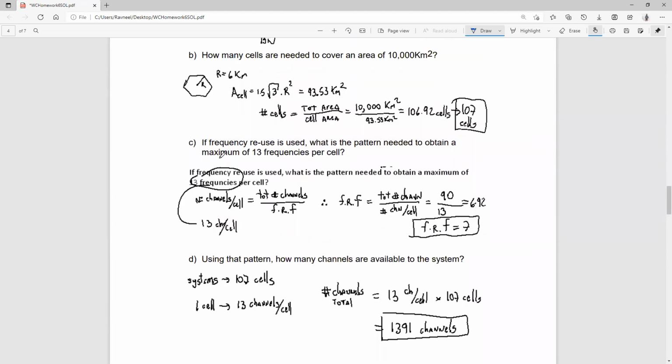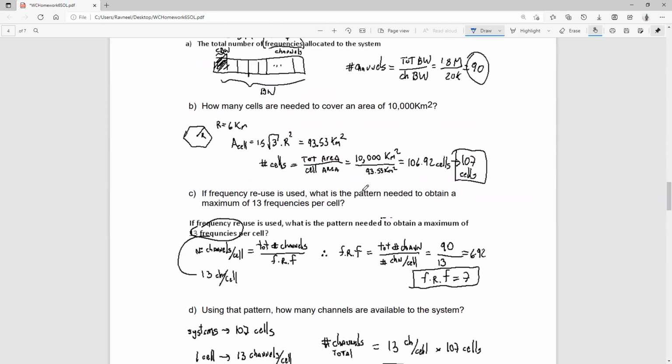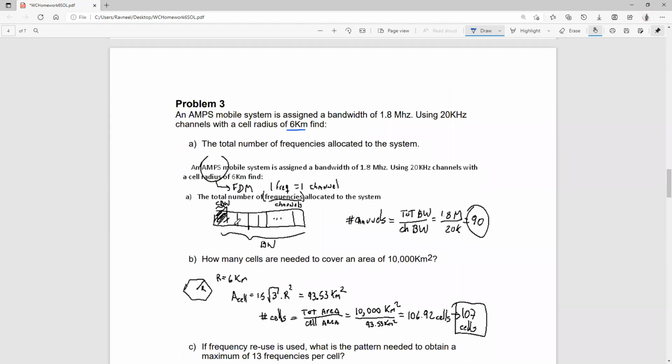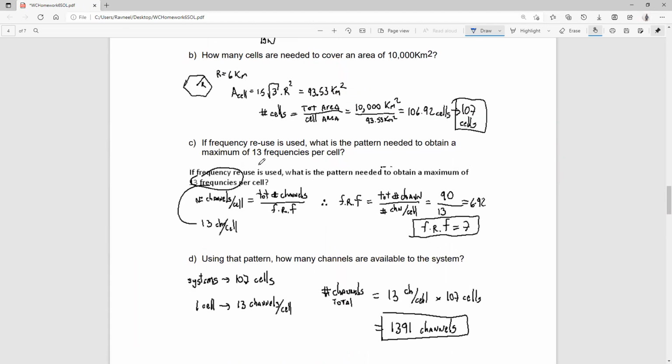Now we are saying that frequency reuse is being done. So each particular cell can now, at a time, utilize or handle 13 different frequencies. Over here, each cell was basically dealing with one particular set of frequencies. If we are using frequency reuse, how many cells will be required in that particular case? A total of 90 channels were required to cover the same amount of bandwidth. Now we are using frequency reuse, where 13 frequencies are handled by each cell.